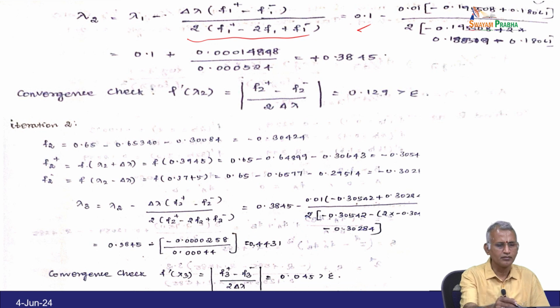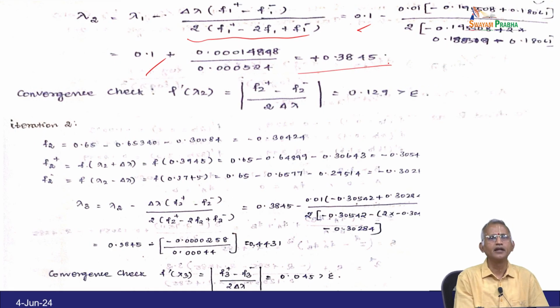so which is equal to 0.1 plus 0.0014898 divided by 0.000524 equal to 0.3845. Now we have to check the convergency. So f dash of lambda 2 equal to modulus of f2 plus minus f2 minus divided by 2 delta lambda.